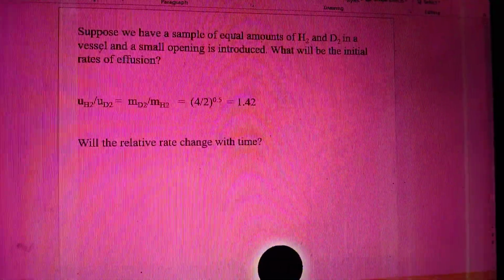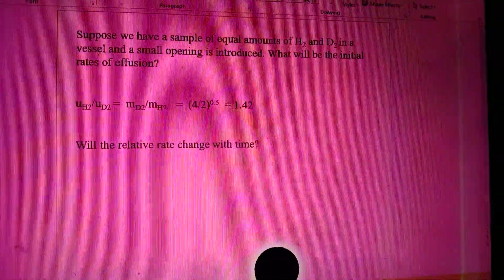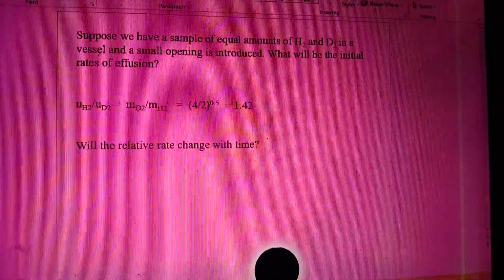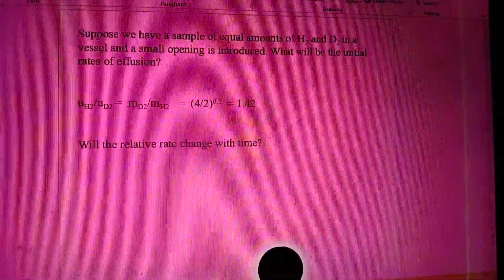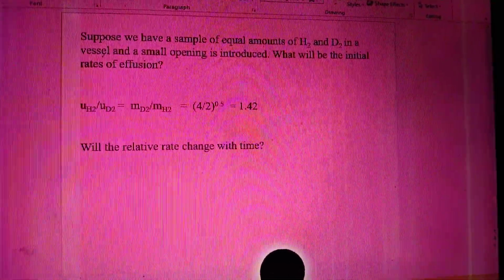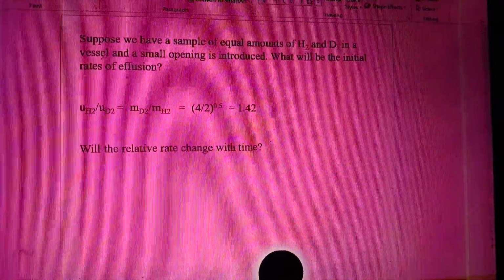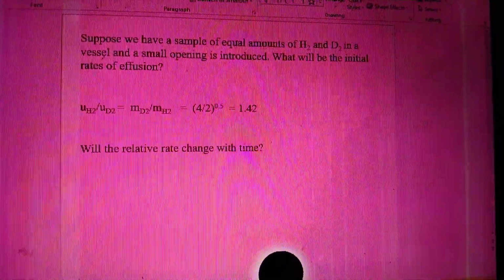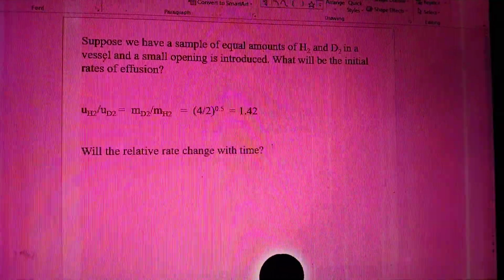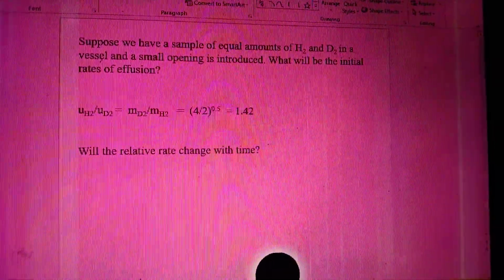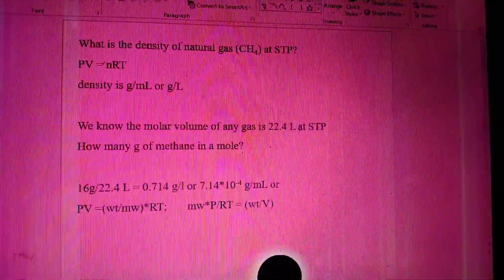Suppose we have a sample of equal amounts of H2 and D2 in a vessel and a small opening is introduced. What will be the initial rate of effusion? UH2 over UD2 is equal to the square root of MD2 over MH2, which is equal to 4 over 2 raised to 0.5, which is equal to 1.42. So what will be the relative change with time?